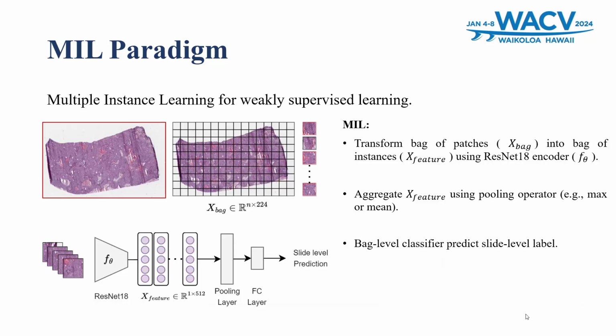Based on this, multiple instance learning is the exact solution for weakly supervised learning. In MIL, the big image is divided into small patches. Second, we transform the bag of patches into a bag of instances using an existing feature extractor like ResNet, EfficientNet, and so forth. Then we aggregate the bag of instances using a pooling operator like max or min pooling. The last step, we use the bag-level classifier to predict the slide-level label.